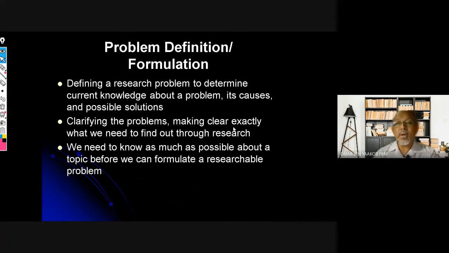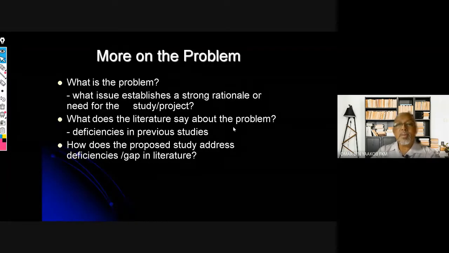Because we need to define a research problem to determine the current knowledge about a problem, its causes and possible solutions. We need to clarify the problem, make sure what exactly we want to find out through this research. So what exactly is the knowledge that we want to generate in this research? We need to know as much as possible about the topic before we can formulate a researchable problem. So what is the problem that we want to see?